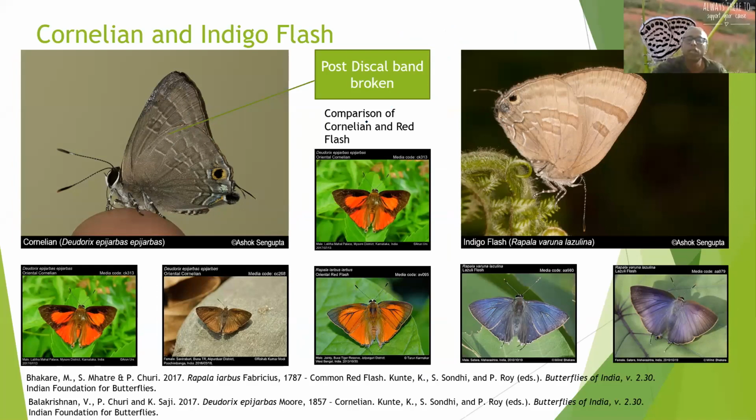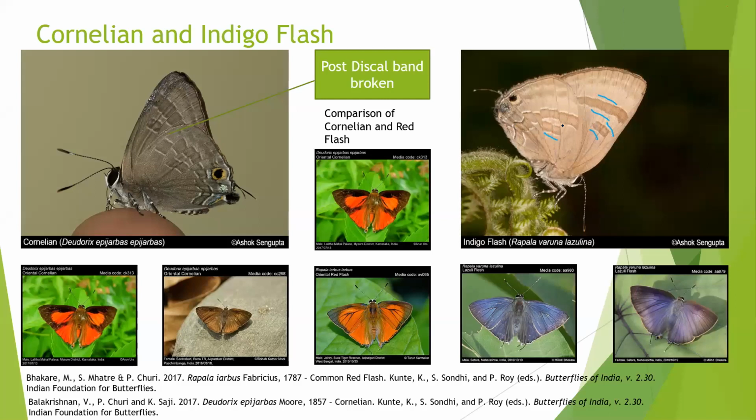So the distinguishing feature about the cornelian is that the indigo flash has a broad band. Can you see the broad band? This band is very broad as compared to your slate and red flash. First, second is this end cell band.